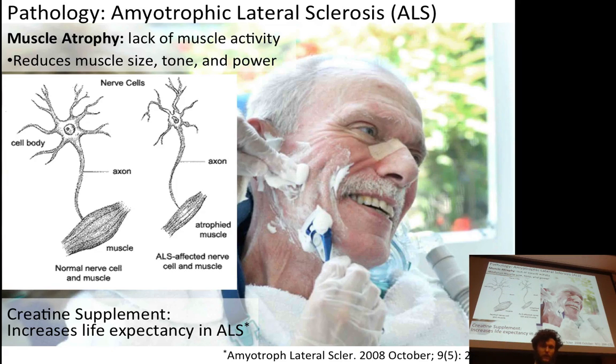So they have recently found, I guess not that recently, it was 2008, that was 7 years ago now, that creatine supplements can actually significantly increase life expectancy in people with ALS. That right there is my father. He died of ALS 4 years ago now.